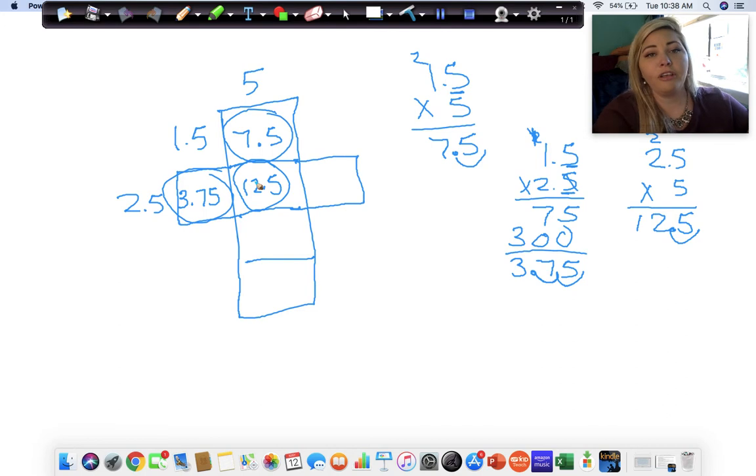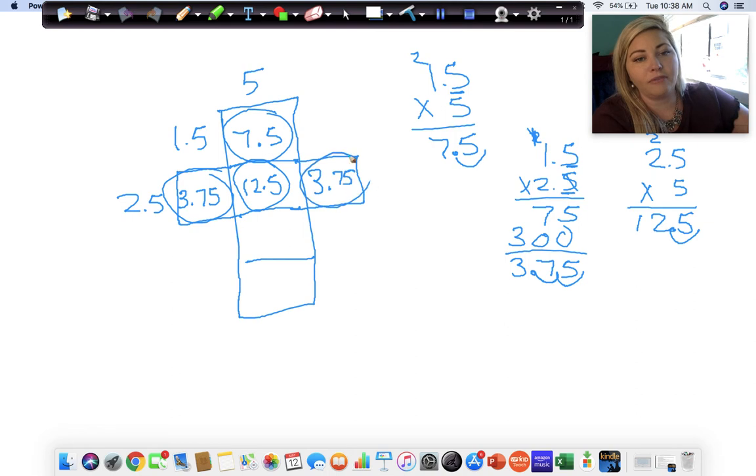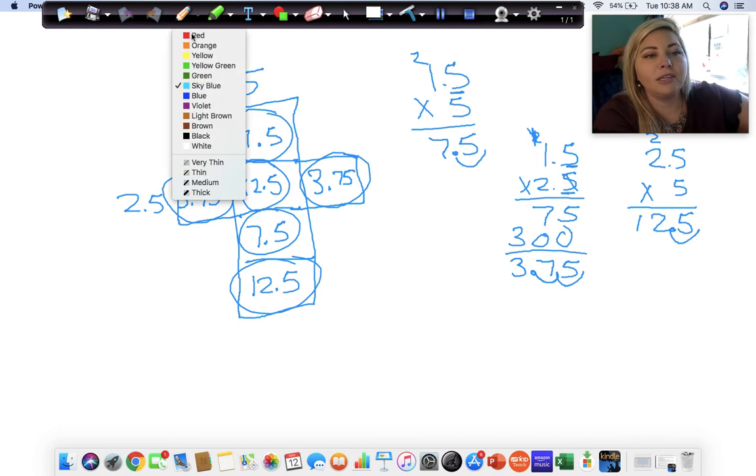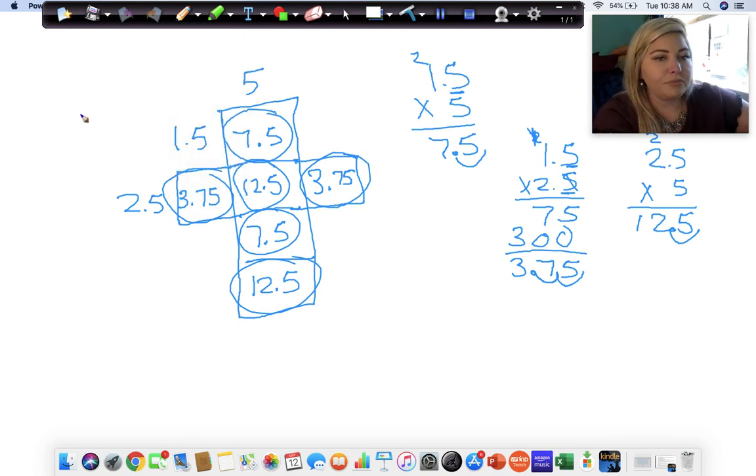Now, to find all of your other squares, if this wing was 3.75, then this wing is also 3.75. And in the middle, you're just alternating every other one. So 7.5, 12.5, 7.5, and then 12.5. Once you have all of these numbers written in your squares, you're just simply adding them all together. So I'm going to do that in a different color so you can see it.